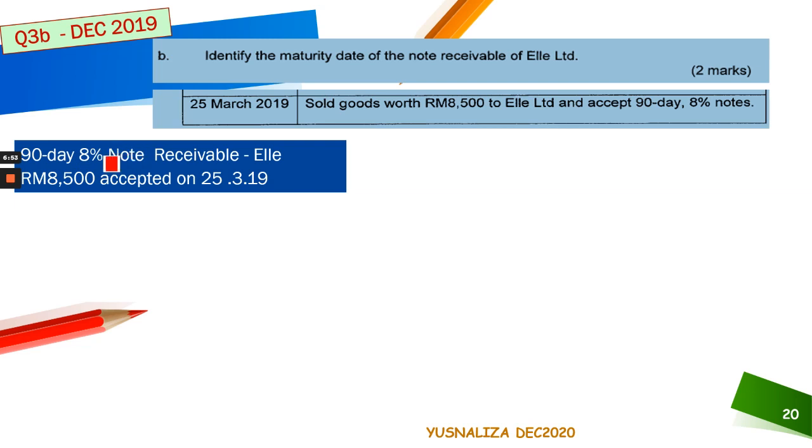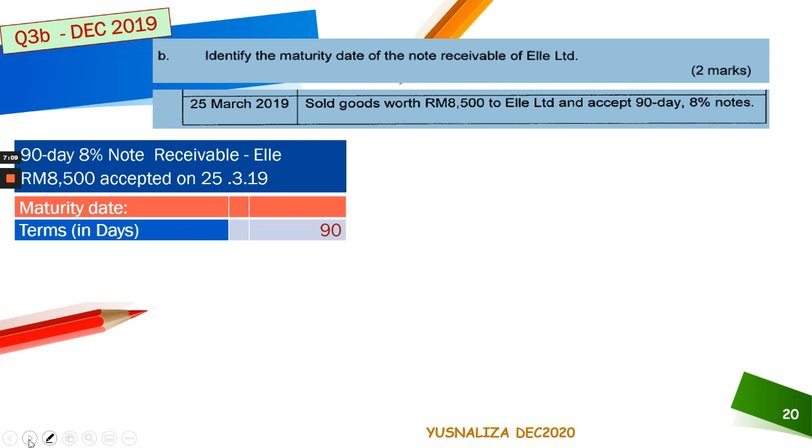8% refers to the interest revenue that you will calculate on that note receivable, and 8,500 refers to the face value that was accepted on 25th of March. Because it has a term of 90 days, the term in days must be listed first. You want to find the maturity date.